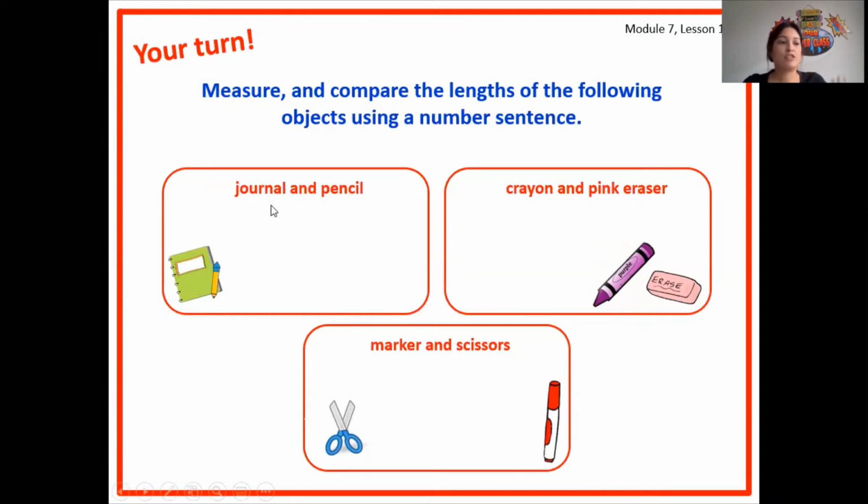Now remember, because we all have different things, the measurements might be a tiny bit different. That's okay. So let's use inches to measure our journal and our pencil. So if you have your ruler, grab your ruler. Make sure you are on the inch side, okay? And now we're going to measure our spiral or journal.